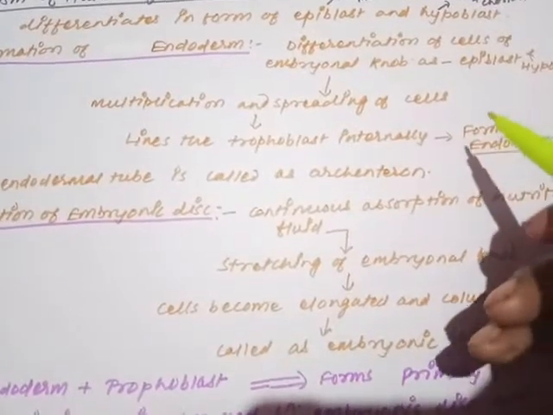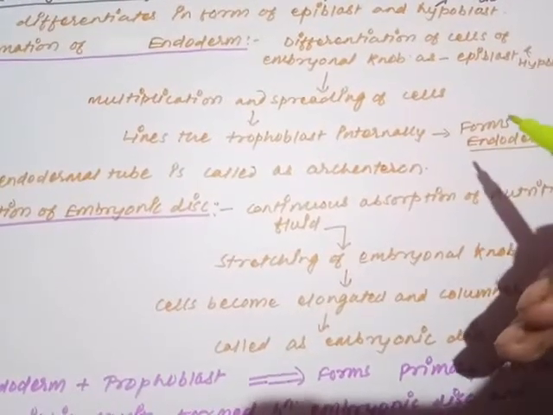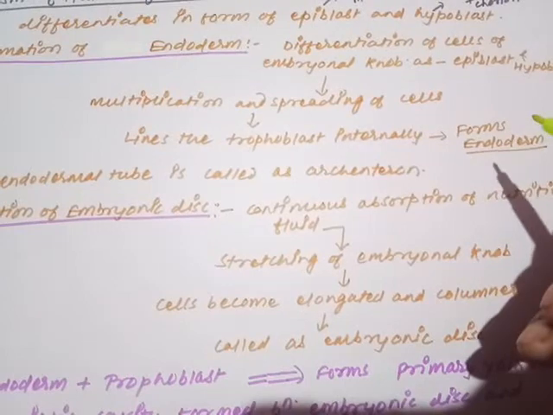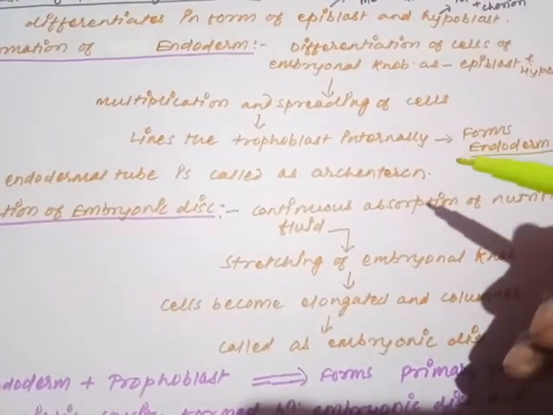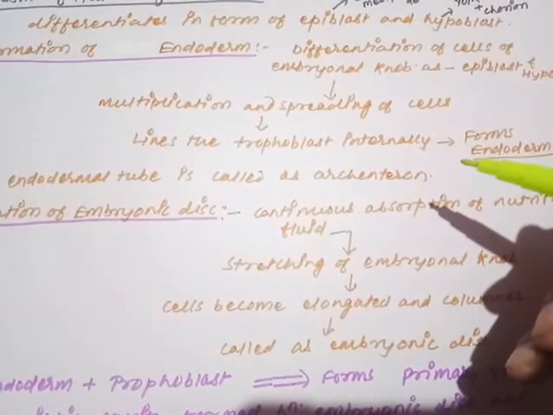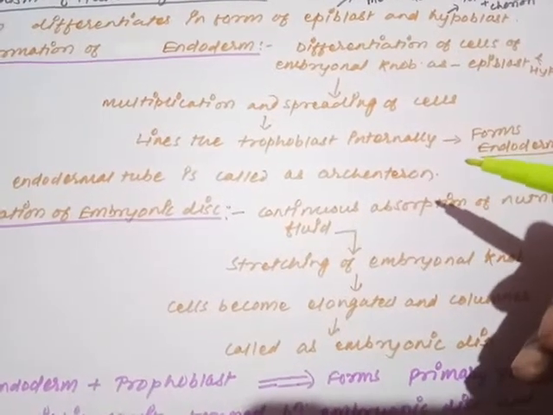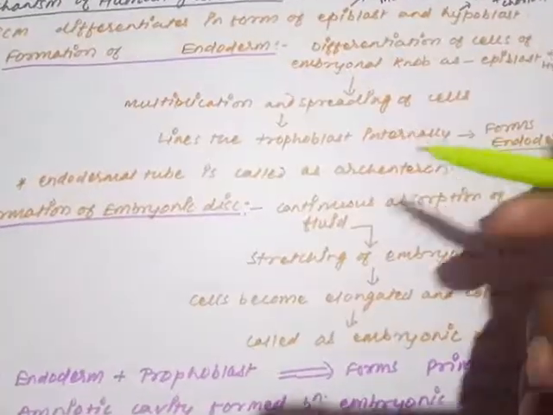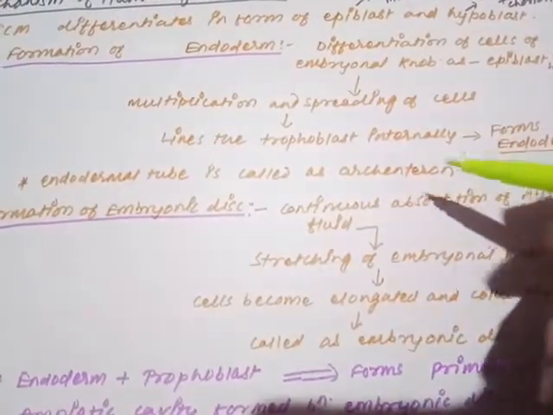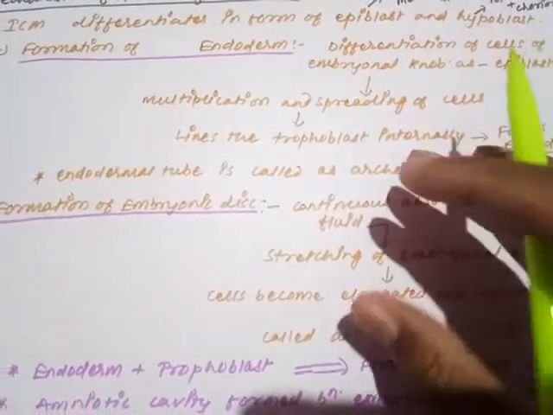Are you getting my point? It's a very easy process. First of all, differentiation occurs. Due to the differentiation, now the epiblast undergoes proliferation and stretches in the form of a sheet inside the trophoblast and forms the endoderm. So now the endodermal tube is also being produced, that is called the archenteron, that we have discussed earlier.